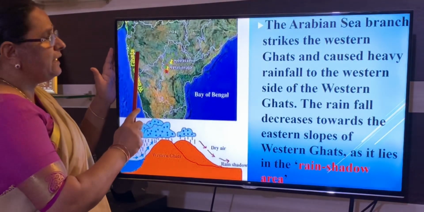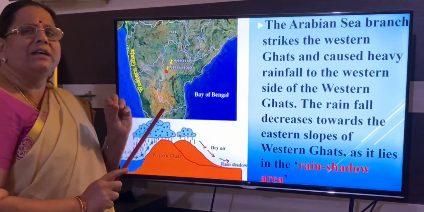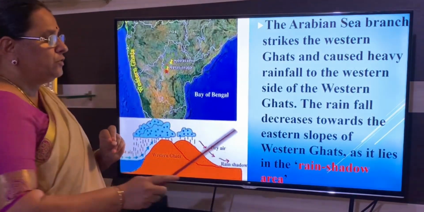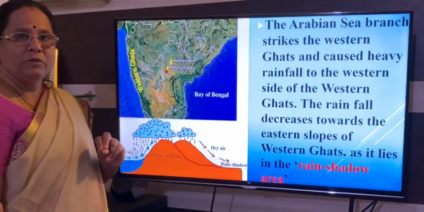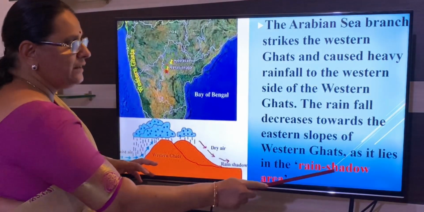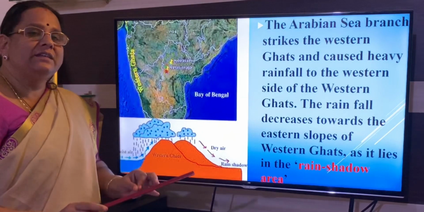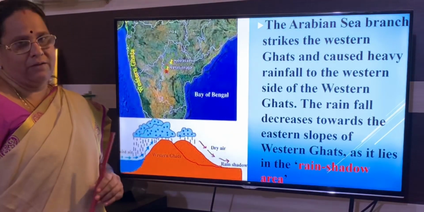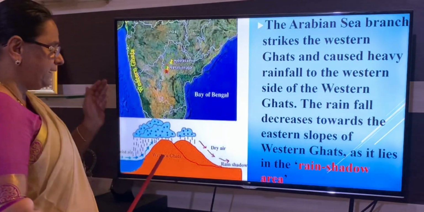Whereas the east side of the Western Ghats will have scanty rainfall, less rainfall. So we call that place a rain shadow area. So the eastern part of the Western Ghats is called a rain shadow area. The main reason is it receives very little rainfall. To understand this more clearly, see the second picture here.